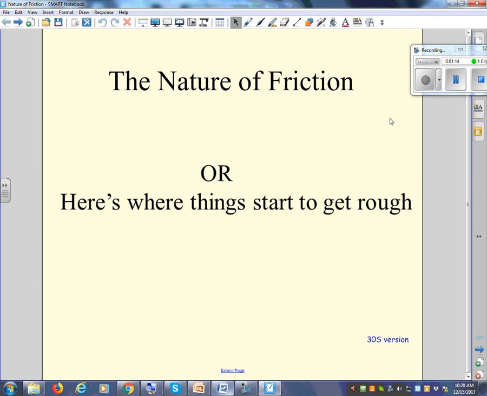We're missing a few today, aren't we? Hopefully they get this information. So, yeah, the nature of friction, or here's where things start to get rough. Slight little smile from Ashley, and that's about it. Sarah's got a bigger smile. That's nice to see. All right, so let's begin.